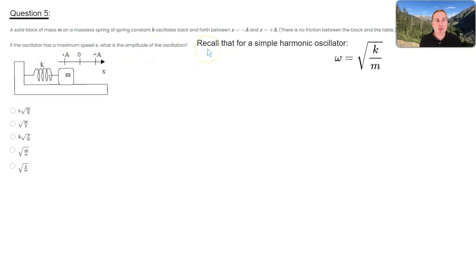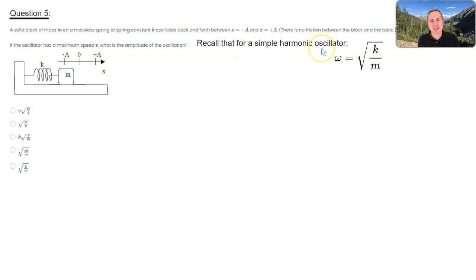Now in this problem we're also given that, recall, for a simple harmonic oscillator, omega is equal to the square root of k over m. So we see the setup here, we see k, we see m, we see negative a, 0, positive a, we see an x-axis, and then we see the choices. Okay, so a couple things to say as we get going here. First of all, when we have a mass m with an ideal spring and there's no friction, we're going to assume simple harmonic motion.